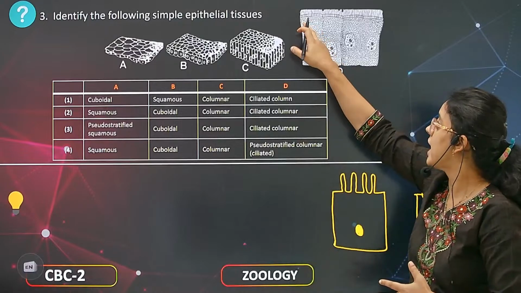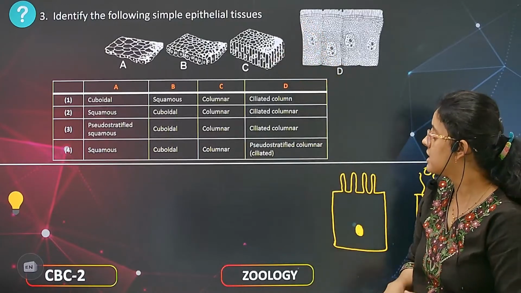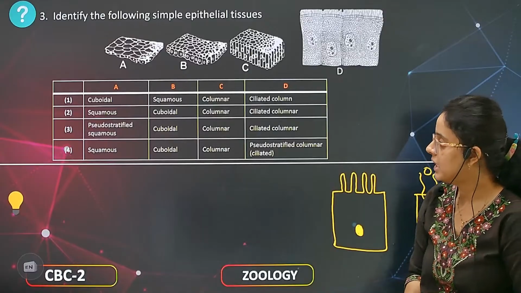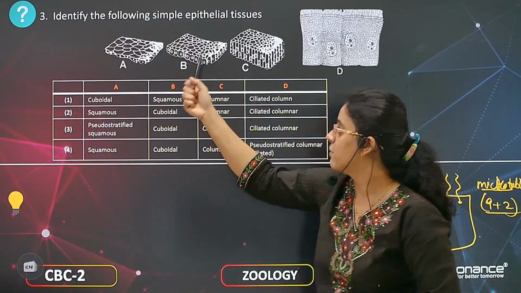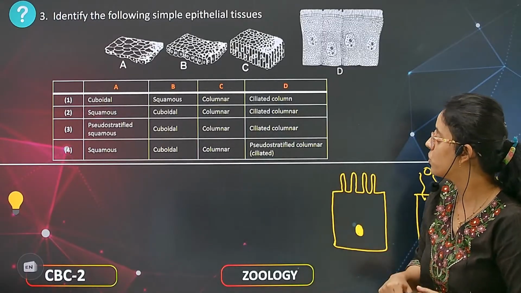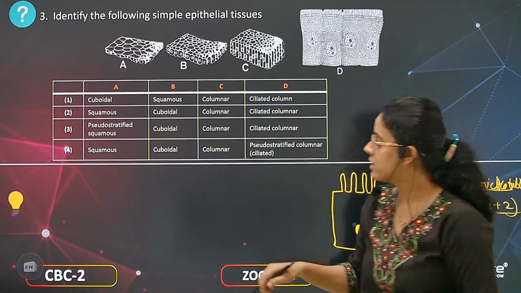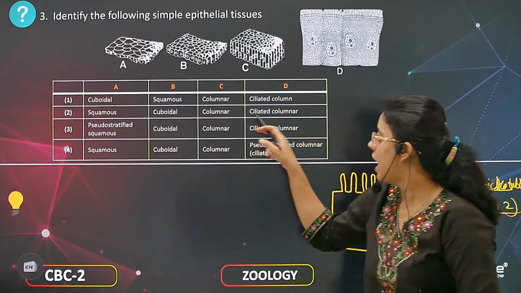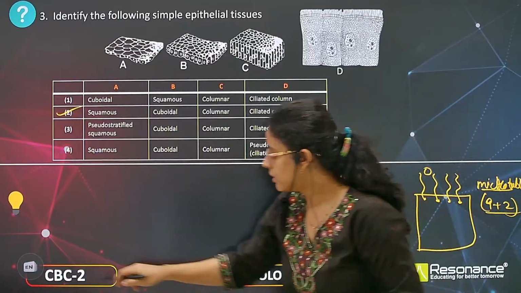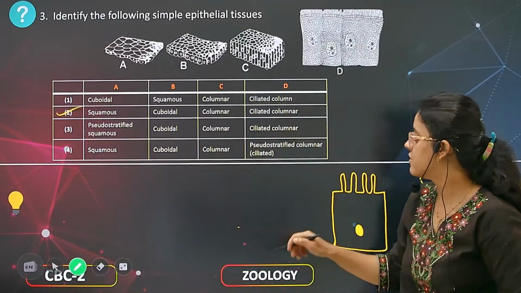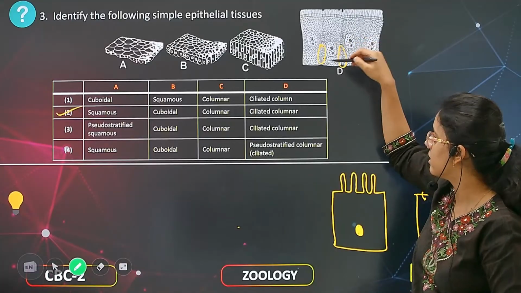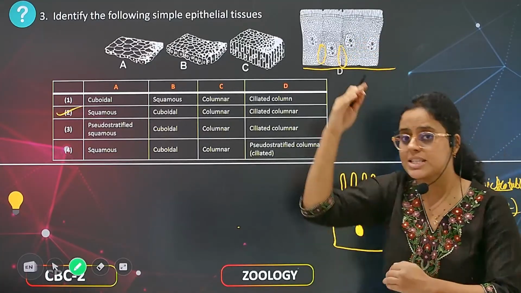So this is the diagram of a ciliated columnar epithelium. Now the first one is squamous, the second one is cuboidal, the third one is columnar, and the fourth one is ciliated. So the answer is squamous, cuboidal, and this second option is the answer over here. Now pseudostratified is different. Pseudostratified has multiple layers of cells. Here, if you have another cell on the same basement membrane, the size is different.